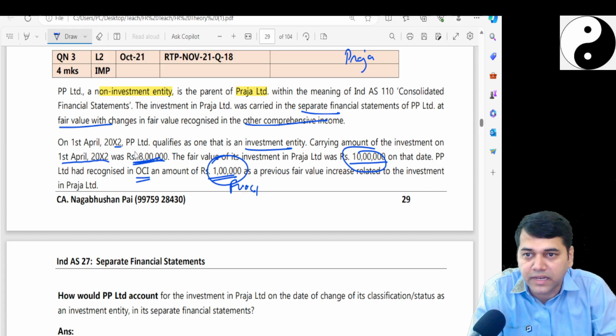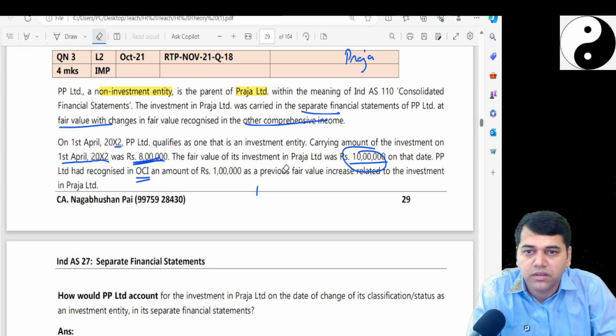The question is very silent here. Which carrying amount are they talking about? The fair value of the investment. No, they said only 1 lakh here. And on 1st April it was 8 lakh. The fair value of the investment of Praja on that day. PP Limited had recognized the previous fair value increase.